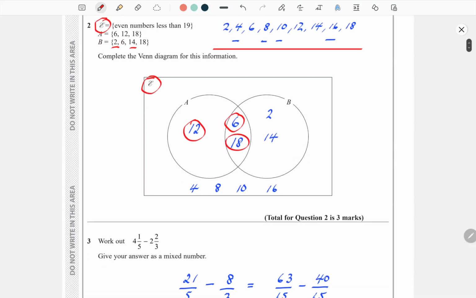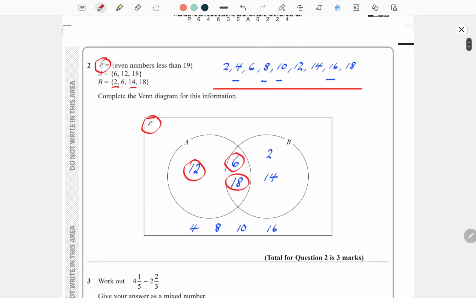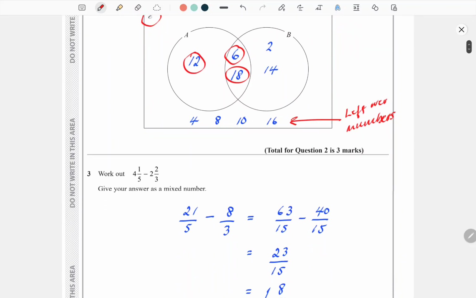And anything left over, which is not in A, not in B, these are the ones that I've highlighted here. There you go. 4, 8, 10, and 16 go in the universal set. All right, the leftover numbers. Again, not too difficult.